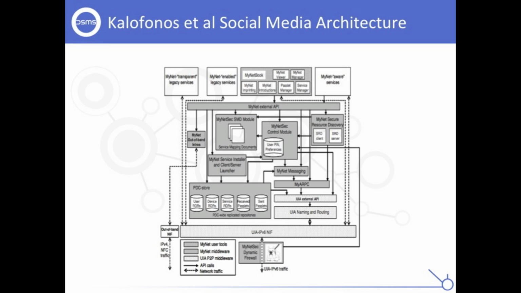Here we can see the graphic of the Calaphonos architecture for social media. As we can see, everything is built upon the UIA framework and JSTA protocols. Well, first of all, we can see that there is a PDC store, which stores the information for different services and devices that the user uses, but also it has the received and sent passlets. Then we have the MyNetSec modules, which manages the security of the framework. Also, finally, we have on the top part the different front-end applications and wizards that the user uses, like the Passlet Manager and MyNet Imprinting, for example.